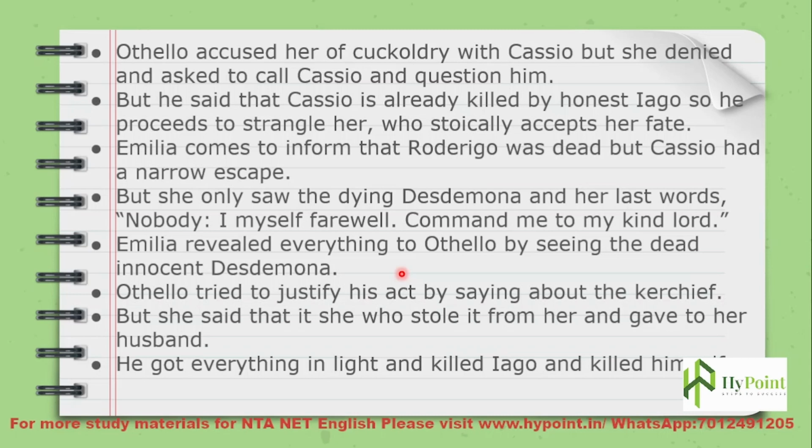And by seeing this horrible sight, Emilia knew every other plan of Iago. She's the one who took the kerchief from Desdemona and dropped that in Cassio's chamber, and also Emilia knew everything. So by seeing this, Emilia revealed everything to Othello. He got everything in light and killed Iago and killed himself. So this way, this whole story ends.